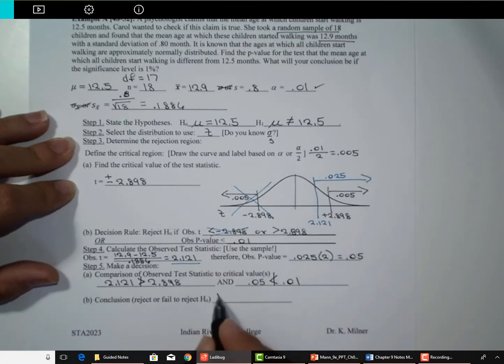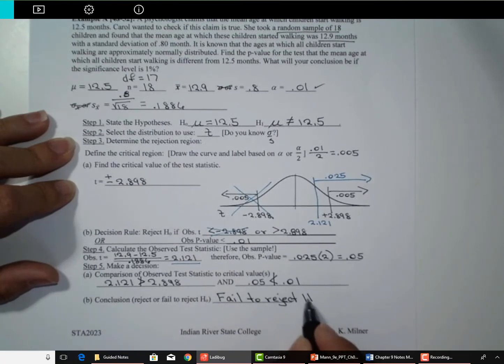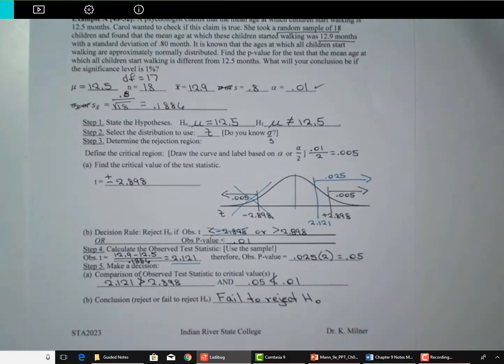So what do I do with this decision? Well, I fail to reject. So Carol is not going to be able to reject the psychologist's claim that children start walking at 12.5 months.